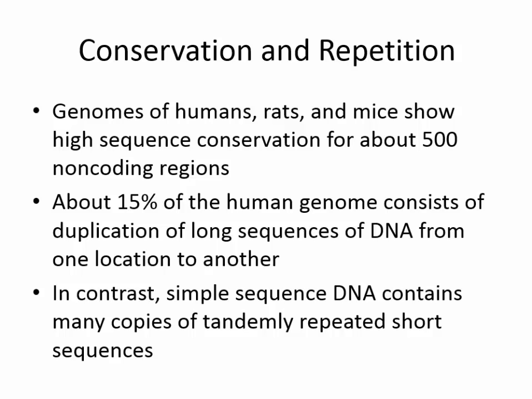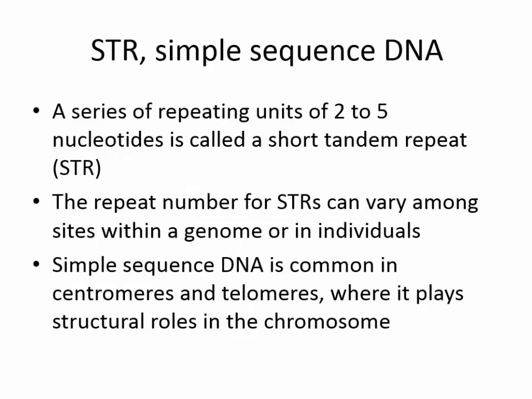In contrast, simple sequence DNA contains many copies of tandemly repeated short sequences. A series of repeating units of 2 to 5 nucleotides is called a short tandem repeat, or STR. The repeat number for STRs can vary among sites within a genome or in individuals.